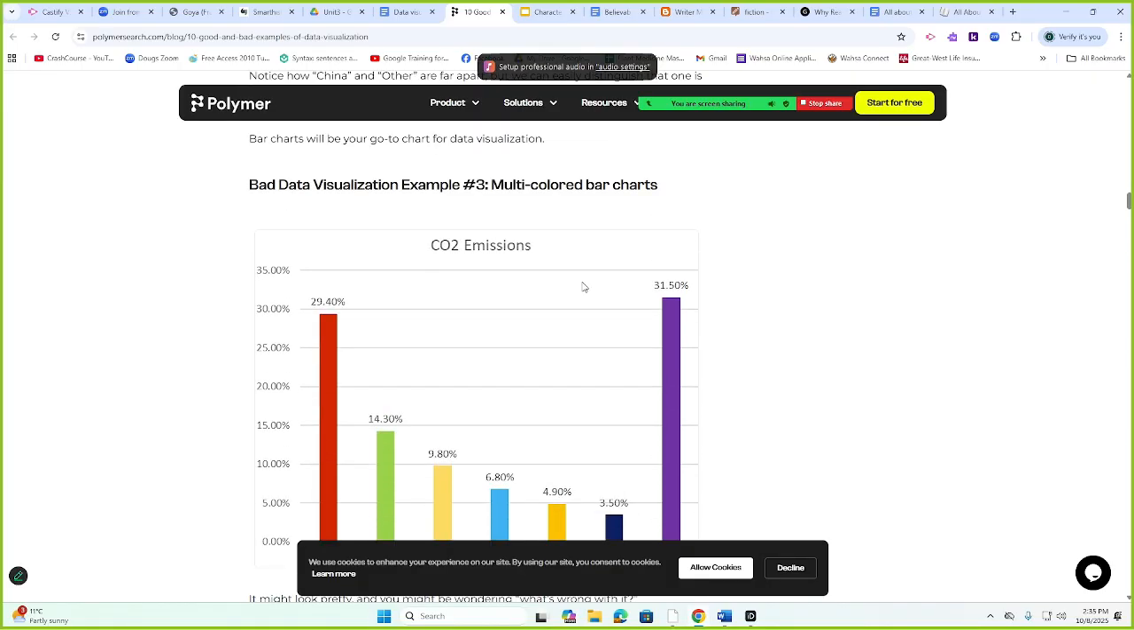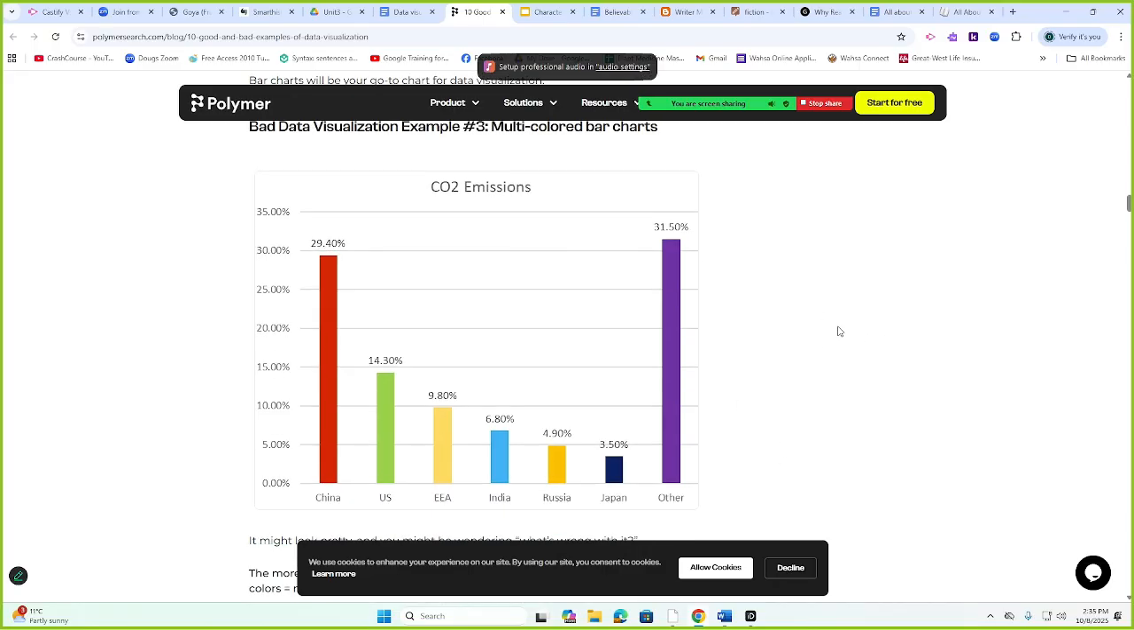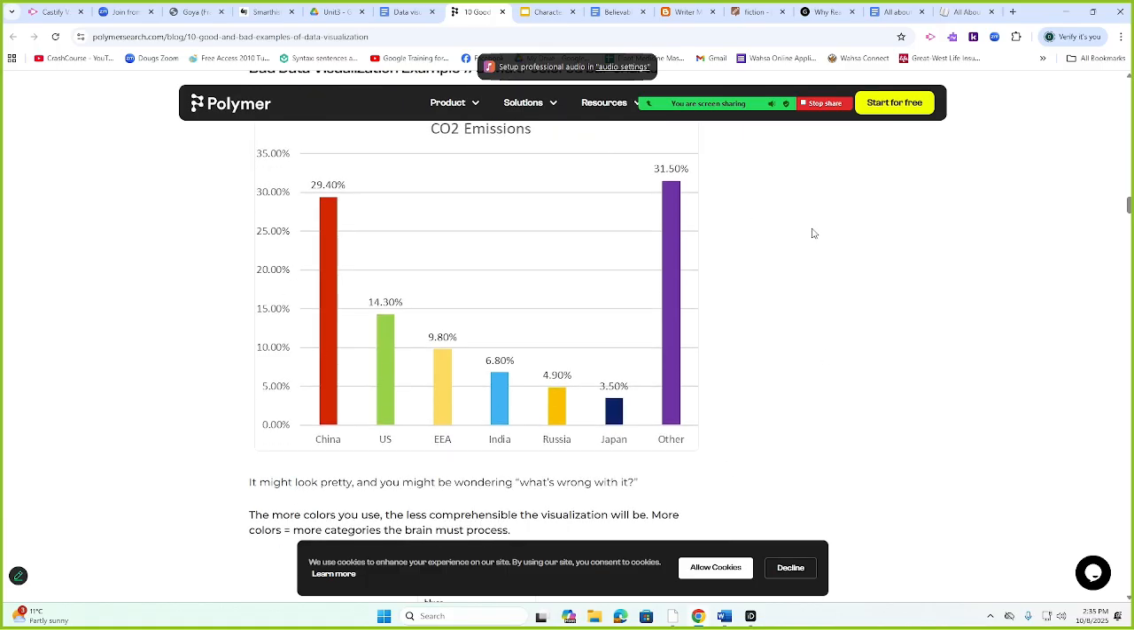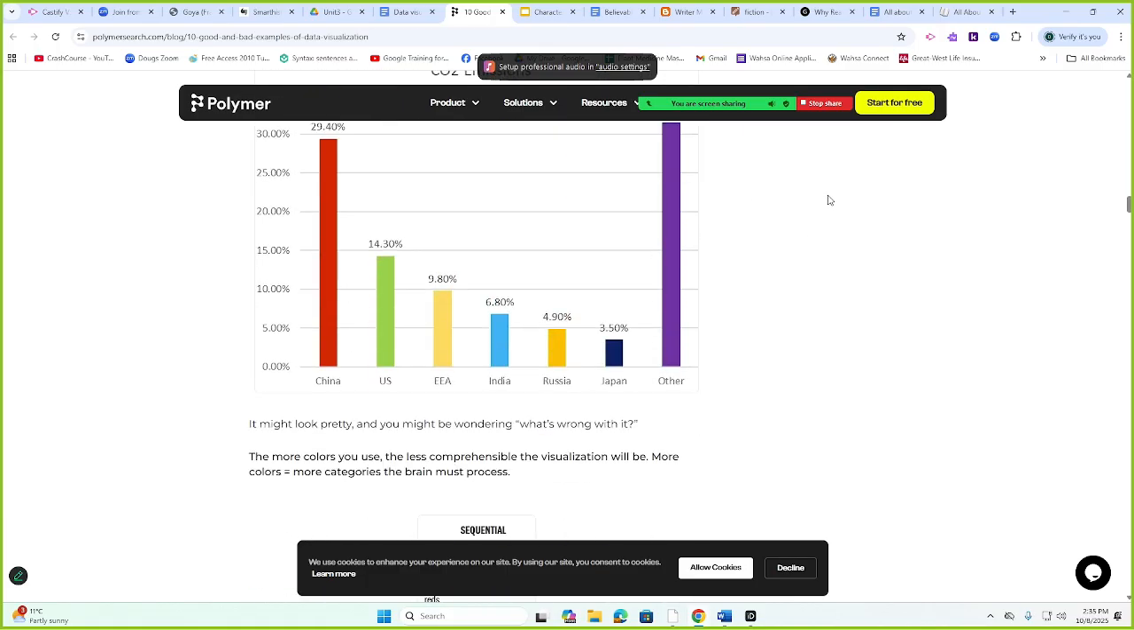Following that is bad data visualization example number 3: multicolored bar charts. Okay, so that's the same chart as above, right? But we've made all of the different bars different colors. So it's important to remember that it might look pretty, but the more colors you use, the less comprehensible the visualization will be.